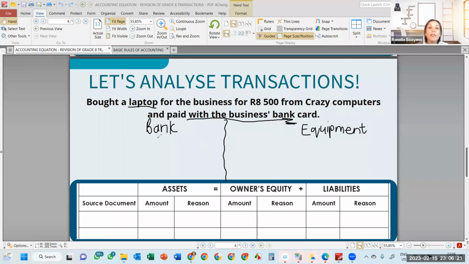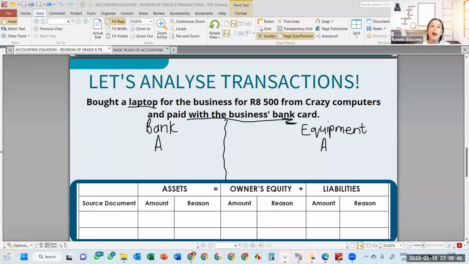Let's ask ourselves the next question. Is this account an asset, owner's equity, or liability? And by now you'll know that bank is an asset. Help me with equipment. What is equipment? Indeed, equipment is also an asset. This is a fixed asset, mind you, and this is a current asset. So both these accounts are asset accounts.